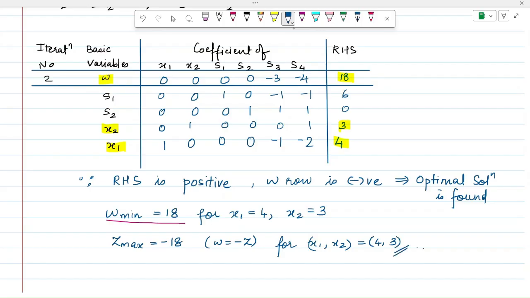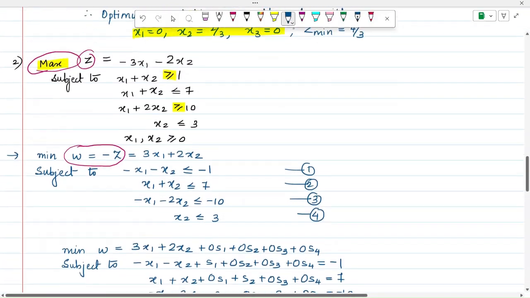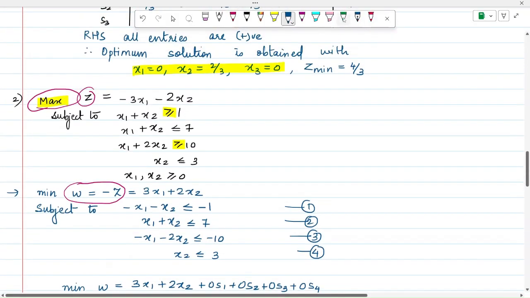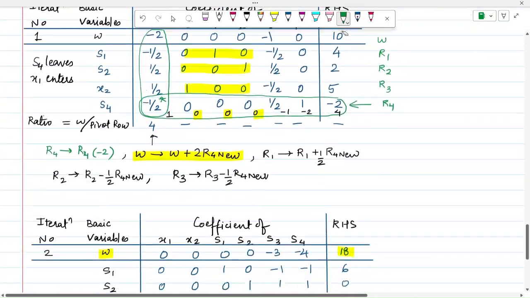And you can always check your answer. If I put x1 and x2 as 4 and 3 in the original question, you'll have negative 3 into 4, negative 2 into 3, which gives you negative 12, negative 6, which is negative 18. And this was your correct answer. Okay, these are verification steps which will help you determine whether you've gone wrong or correct. I hope the questions are clear.